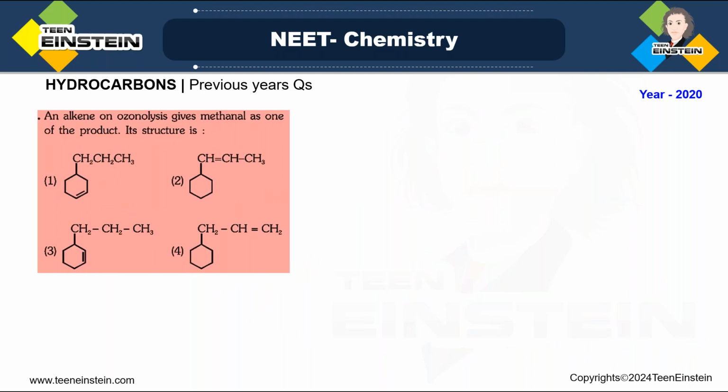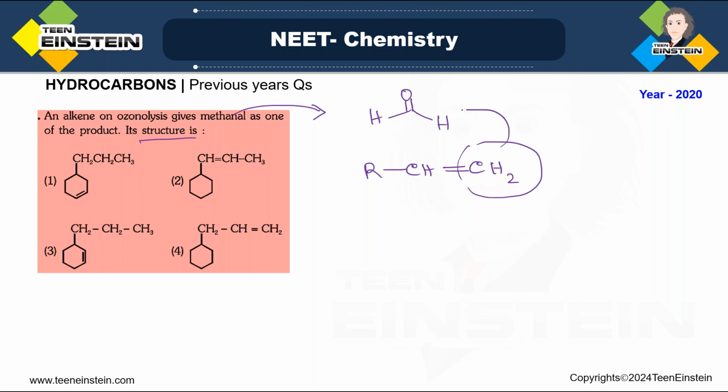An alkene on ozonolysis gives methanal as one of the products. You have to find its structure. Now, methanal is C double bond O, HCHO. This is formaldehyde. That means whatever your structure of alkene, one side suppose I do not know, I am simply writing, the other side must be this type of fragment. So from this side basically you will get CH2O, that is formaldehyde.